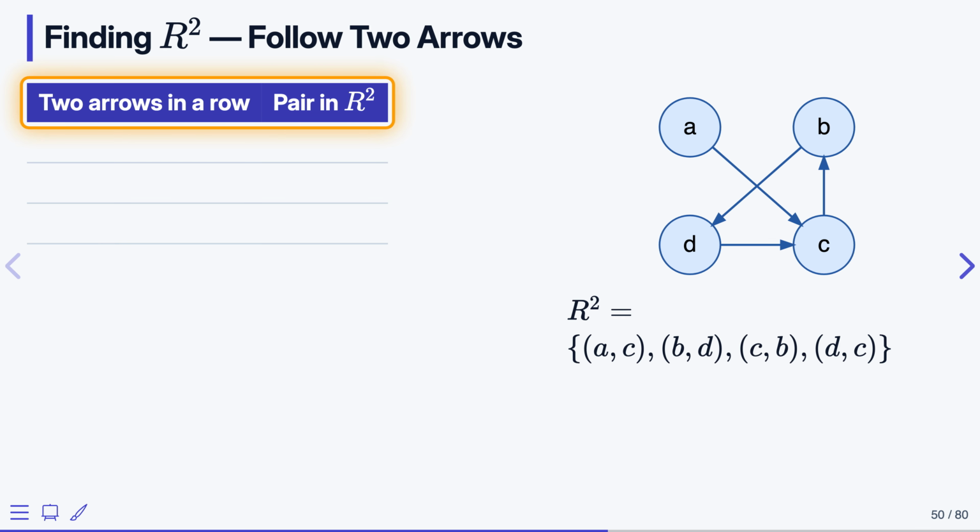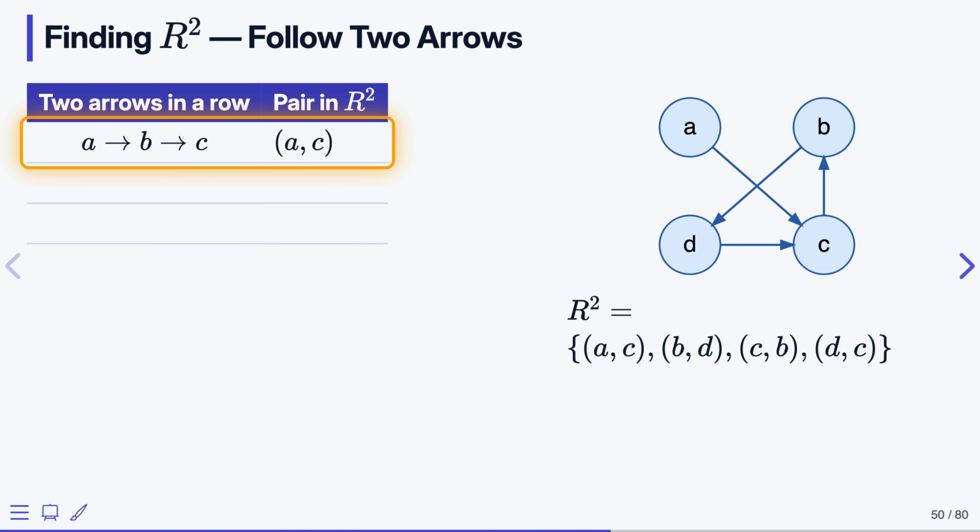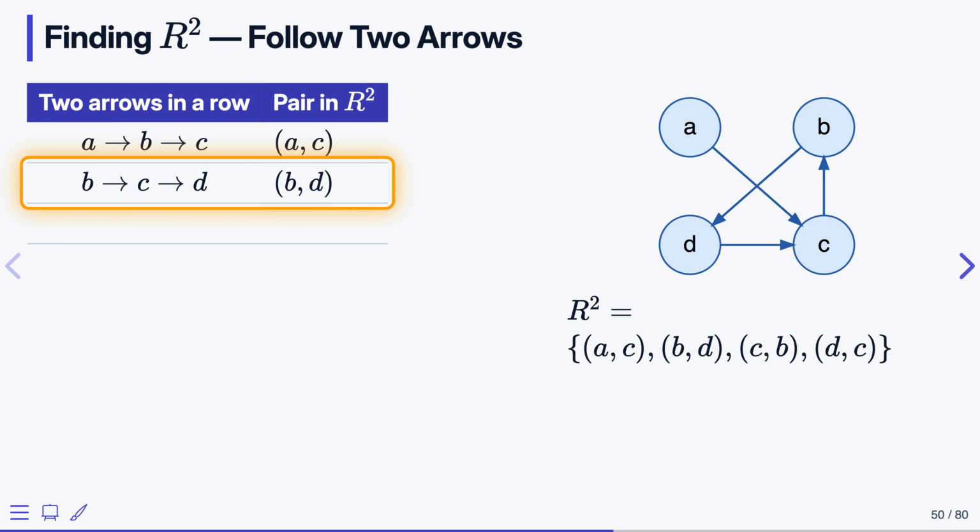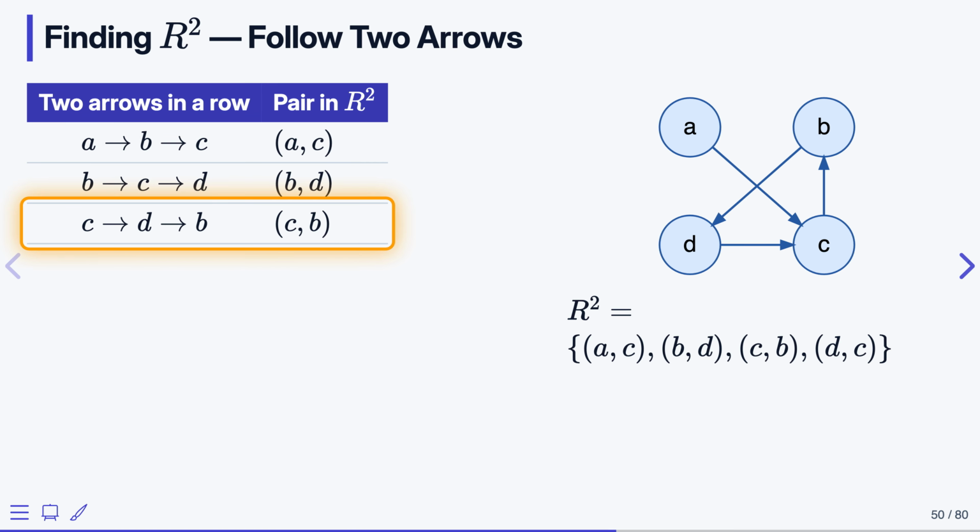To build R squared, we start at each vertex and take 2 arrows. Start at A, the first arrow takes us from A to B. From B, the next arrow takes us to C, so in 2 steps we get from A to C. That gives the pair AC. Start at B, the first arrow takes us to C. From C, the next arrow takes us to D, so we get the pair BD. Start at C, the first arrow takes us to D. From D, the next arrow takes us back to B, so we get the pair CB.